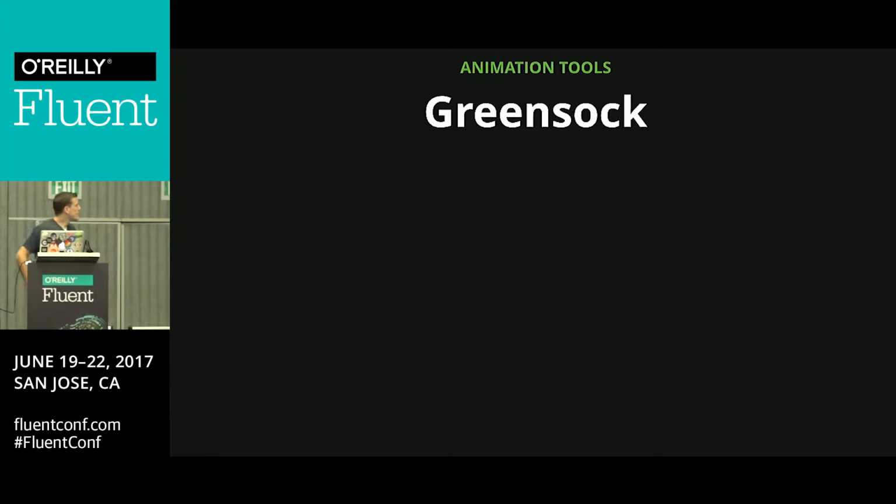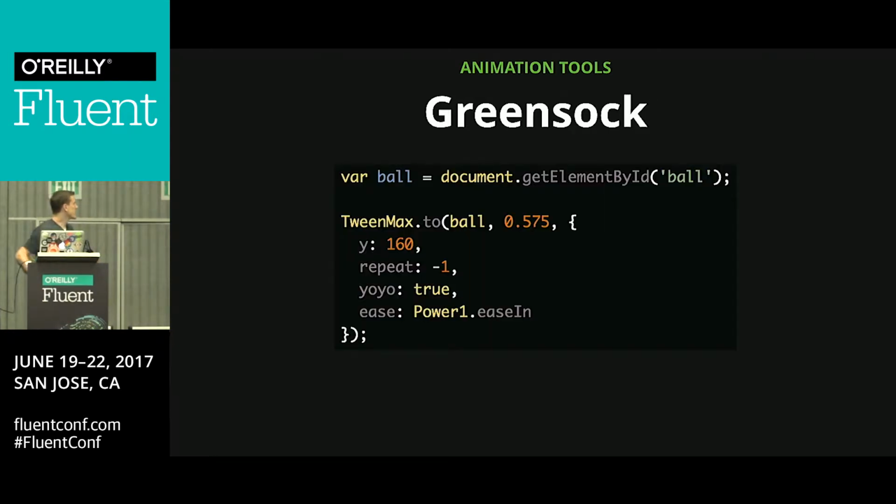So let's look at some animation tools. These are third-party JavaScript libraries that are designed specifically for animation. Kind of the big one is GreenSock. And GreenSock is a very popular, very performant animation library. And the code looks something like this. You basically grab an element from the page, and then you pass that element into a function, and you put all the settings in that function, and it takes care of the rest.